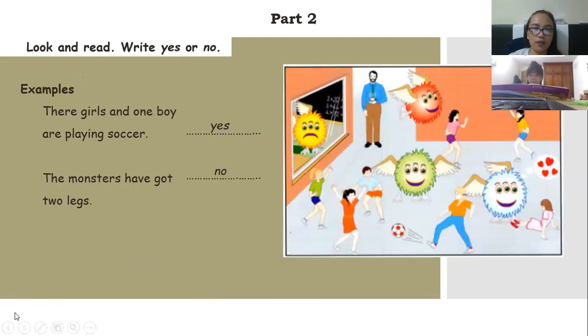Okay, now look at the picture, baby. We're going to look and read, and you're going to say yes or no. Are you ready? Yes. Okay, read the examples first. There are girls and one boy playing soccer. Yes. Okay, example number two. The monster has got two legs. No, because there are three legs.